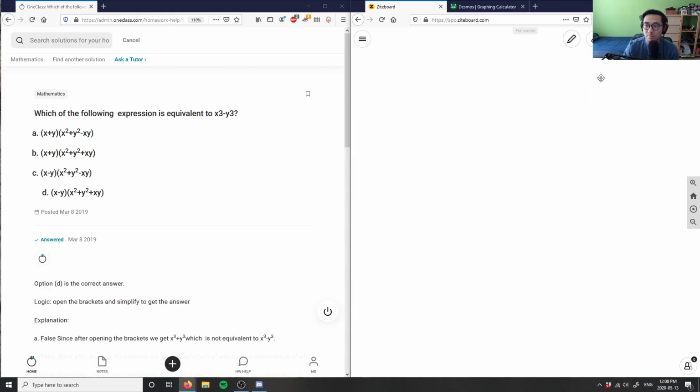Number 2 is asking us which of the following expressions is equivalent to x cubed minus y cubed. So I want an expression that is equivalent to x cubed minus y cubed. If you know from grade 12, this here is our difference of cubes. This here is a difference of cubes.